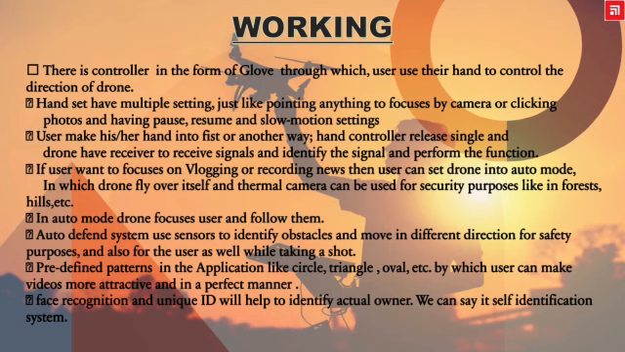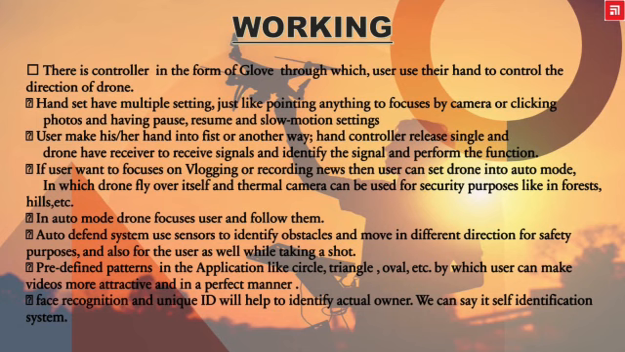Now we are talking about the working. There is a controller in the form of a glove through which the user uses their hand to control the direction of the drone. The handset has multiple settings, like pointing at anything to be focused by the camera, clicking photos, and pause, resume and slow motion settings. The user makes his or her hand into a fist or another shape. The hand controller releases a signal, and the drone has a receiver to receive the signal, identify it and perform the function.